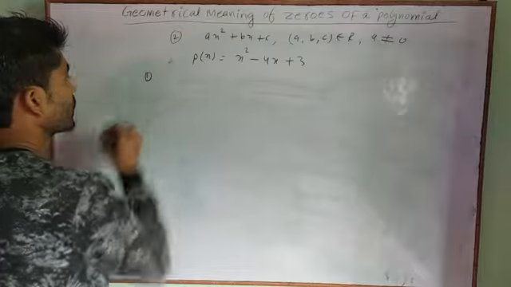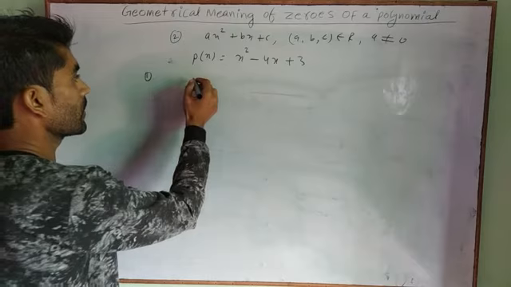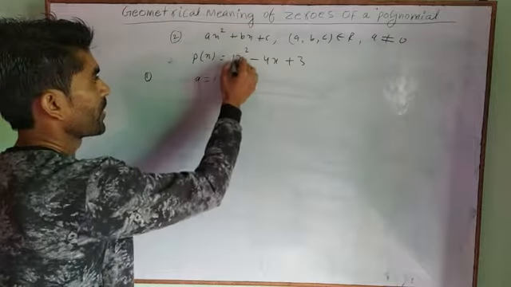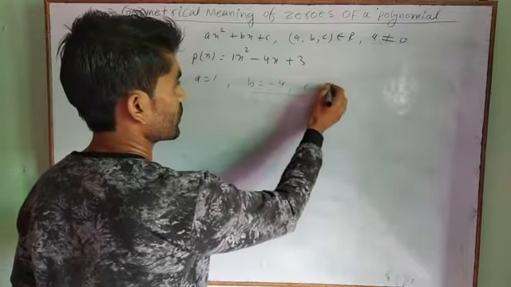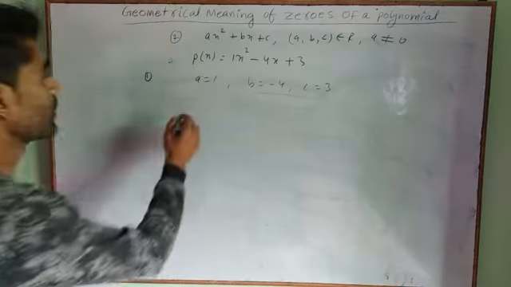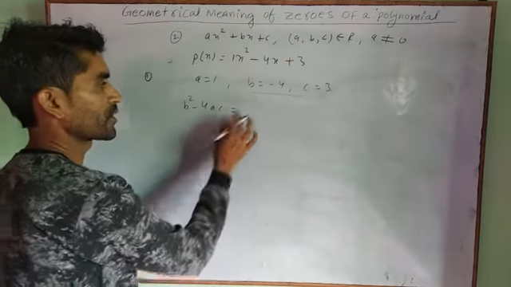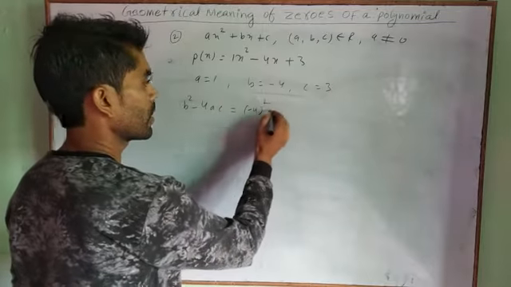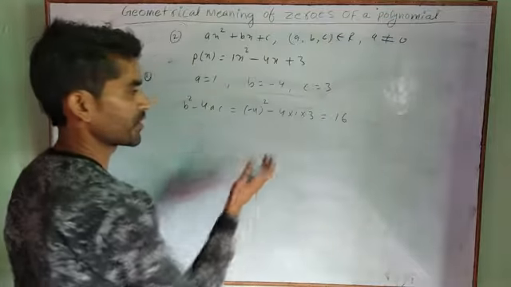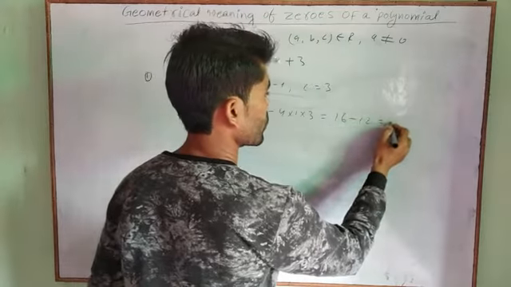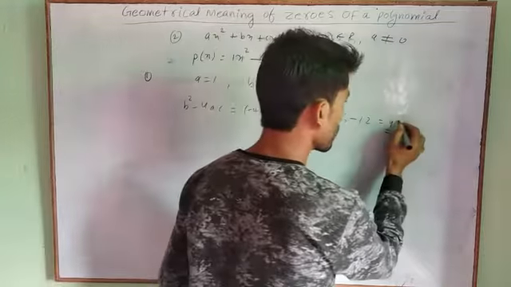Case number 1. I'm taking this polynomial only as an example. Here a is equal to 1, where a means the coefficient of x square, and b is equal to -4, and c is equal to 3. If I ask you to find the value of b square minus 4ac: b square is -4 whole square, minus 4 into 1 into 3. So we are getting 16 minus 12, which is equal to 4. So the value of b square minus 4ac is 4, positive, which is greater than 0.